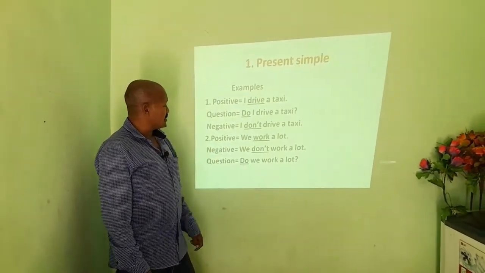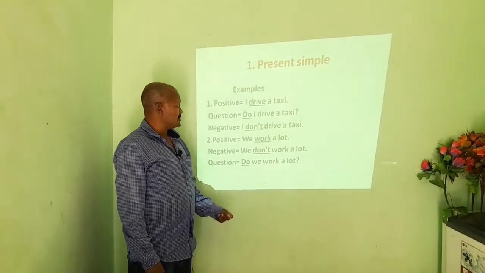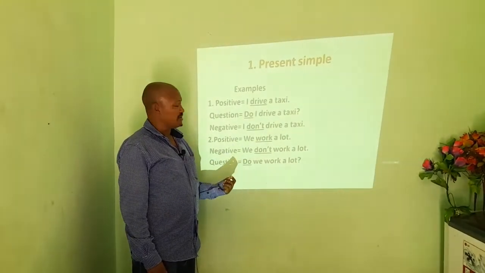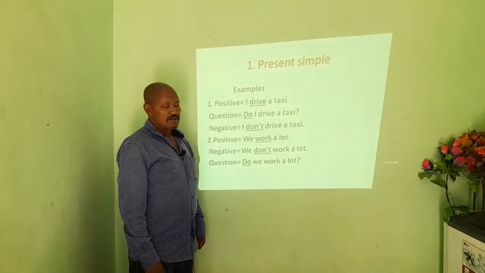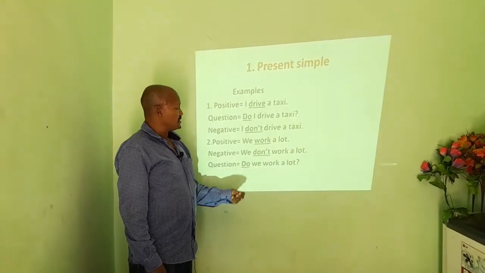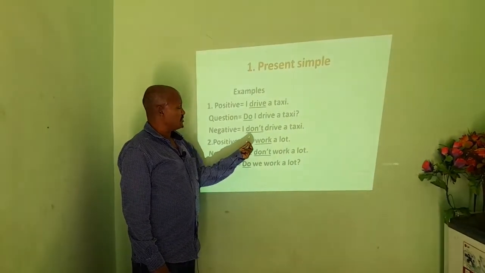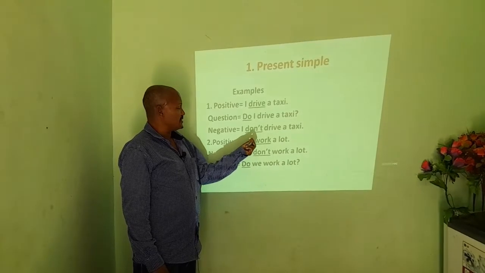So the second example: we work a lot. The same word, work, which is an action verb here, but the speaker here is first person plural. So it takes an action verb without adding the suffix s or es.